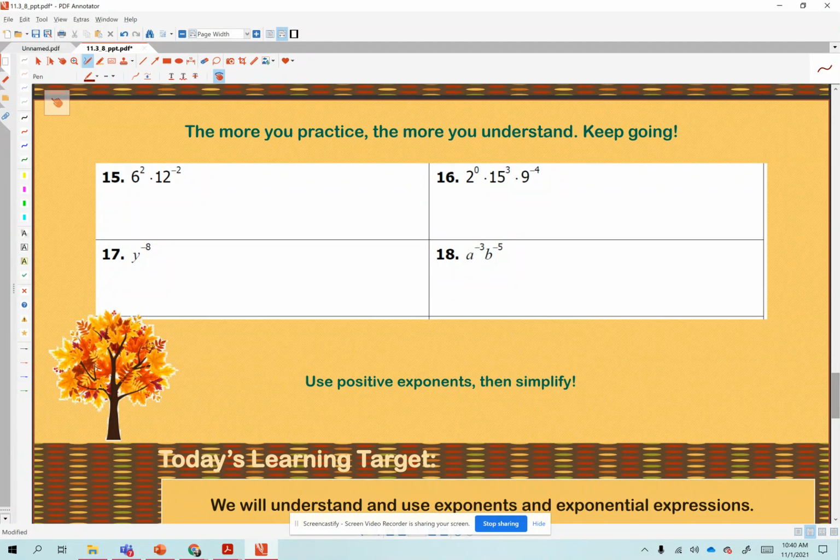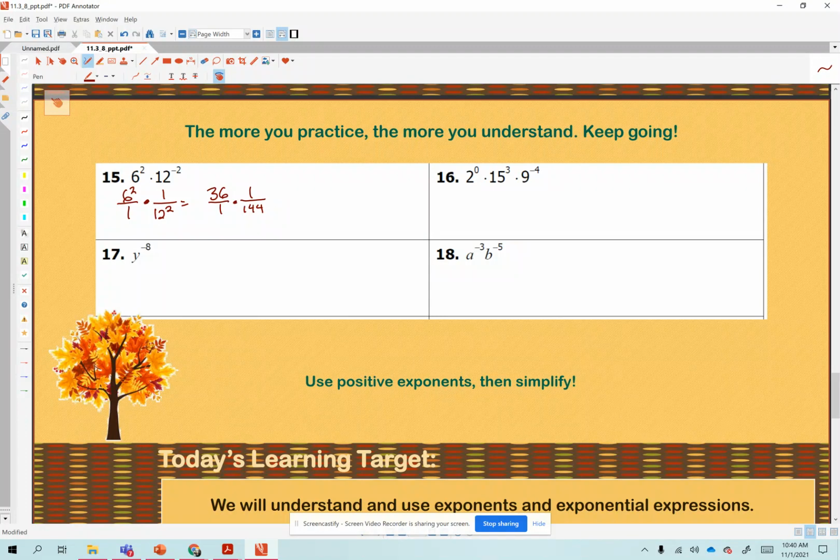Number 16, we have 6 to the 2nd power times 12 to the negative 2 power. So we can rewrite that as 6 to the 2nd power over 1 times 1 over 12 to the 2nd power. We can put anything over 1. We're removing that negative exponent. So 6 to the 2nd power is 6 times 6. That is 36. And 12 times 12 is 144.